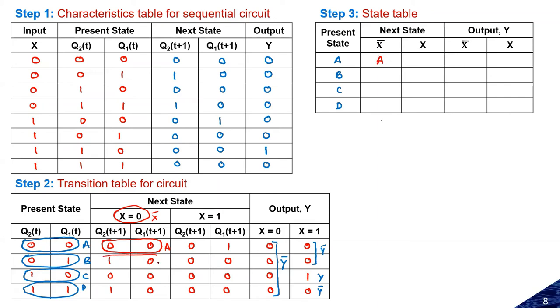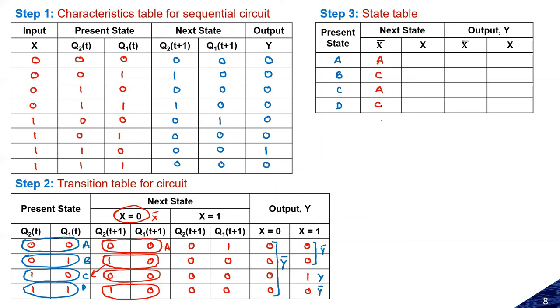Next one is 1, 0. 1, 0 is equivalent to C, if you see here. So I need to write C here. 0, 0 again, I'm getting the next one is 0, 0. This 0, 0 is nothing but A. And the next one is 1, 0, and this is nothing but C. So AC, AC will be the states for the X bar.